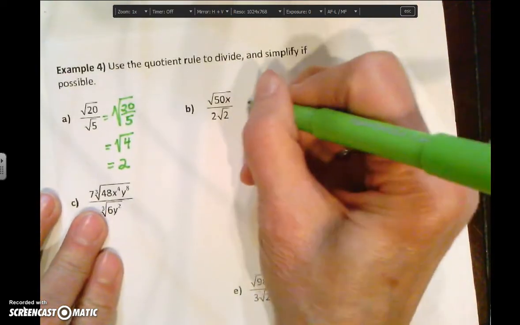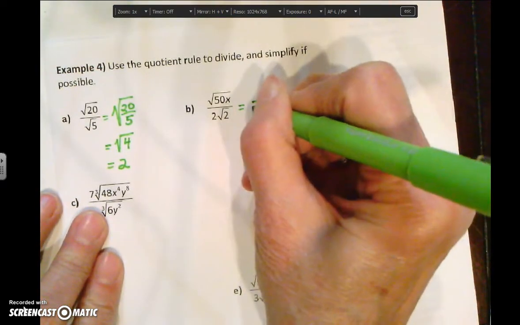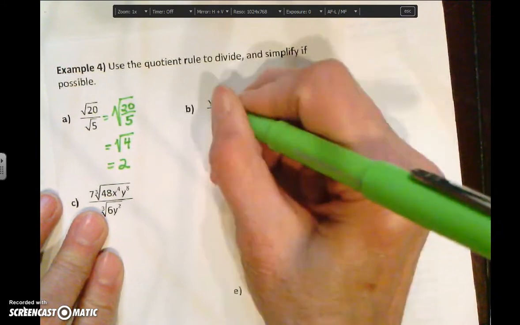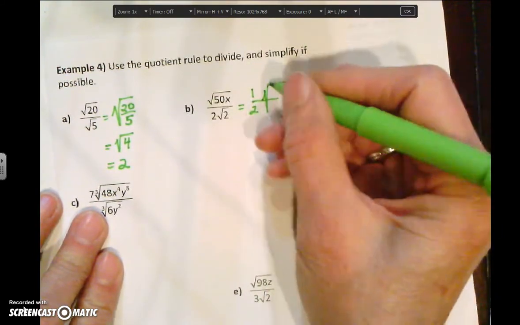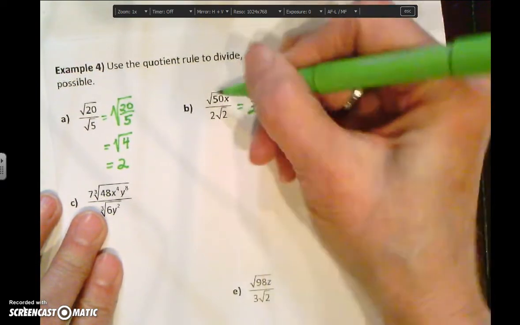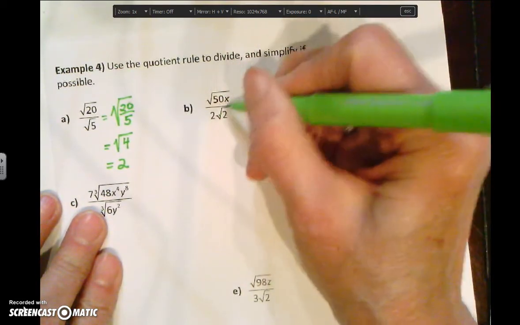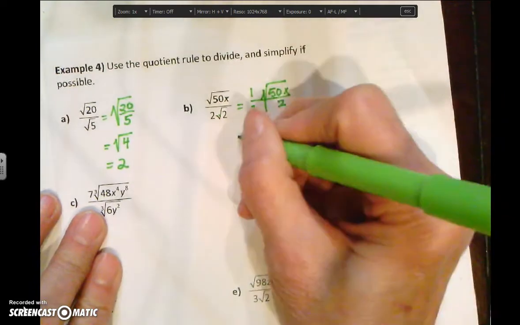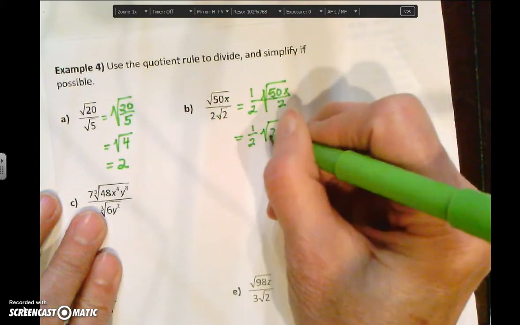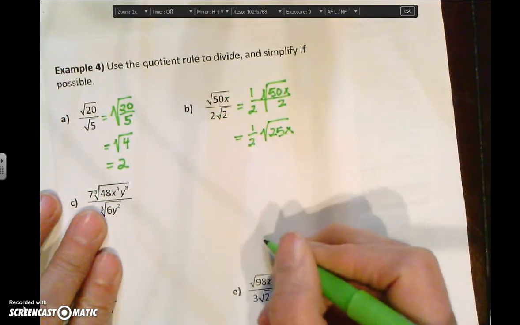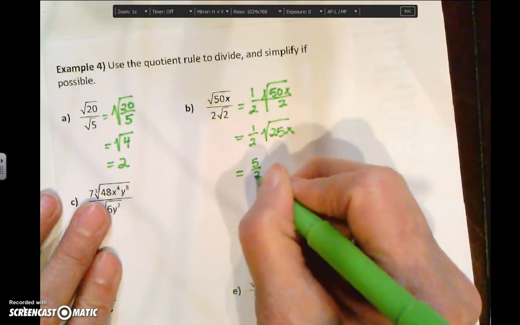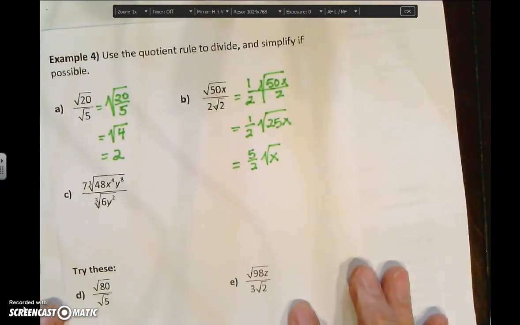I'm going to do the same thing over here. So this one, it's got a 2 on the outside, but I guess I should make this big square right there. So this is really like a 1 up here on top of that. Then I have a 50, then x. Notice what's on the inside. The 2's on the outside, but the 50x and the 2 are on the inside. So then I'm going to reduce that fraction inside. 50 divided by 2 is 25, and then x. And the square root of 25 is 5. So that's going to make us have 5 halves the square root of x.